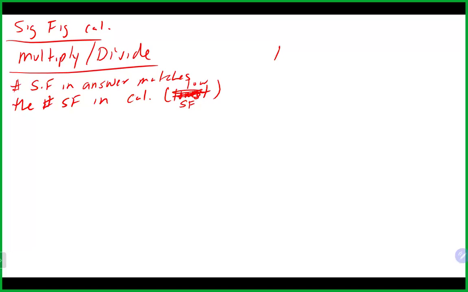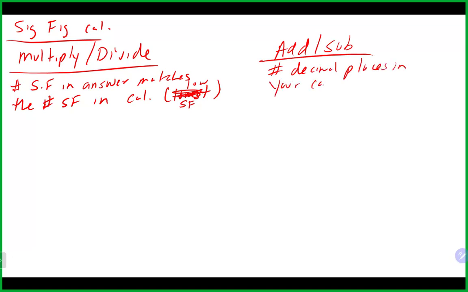If you're adding and subtracting, it is different. You are not looking at significant figures, but you're looking at decimal places. So the number of decimal places in your calculation is how many decimal places you have in your answer.